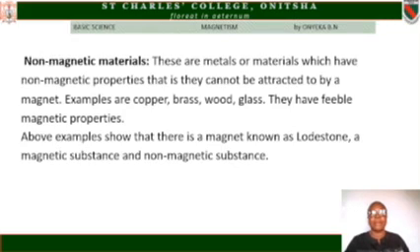Non-magnetic materials. These are metals or materials which have no magnetic properties, that is, they cannot be attracted by a magnet. Examples are copper, brass, wood, glass. Above examples show that there is a magnet known as loadstone, magnetic substances, and non-magnetic substances.